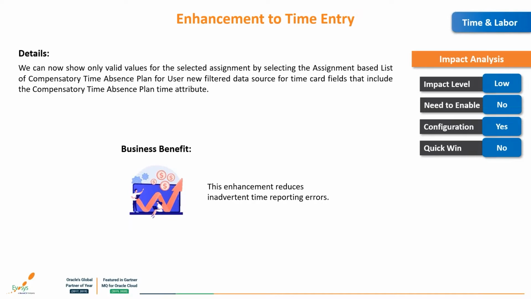In 22C, Oracle is bringing in this feature wherein we can show the valid values for the selected assignment in the time cards. This can be done by using the new filtered data source field which is available in the time layout. This new filtered data source has to be created and used in the time card layout. We can use this field to populate the time card field, and it can also be used in the calculations. So this enhancement will definitely reduce the time reporting errors arising from the compensatory time absence plan.